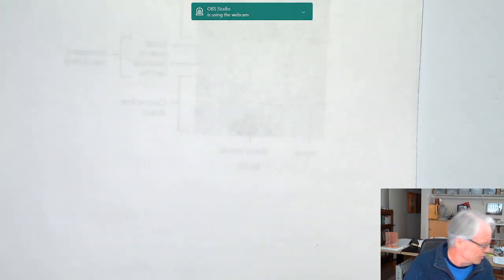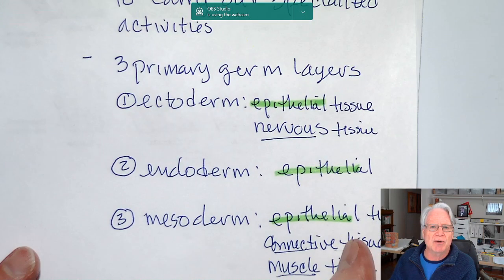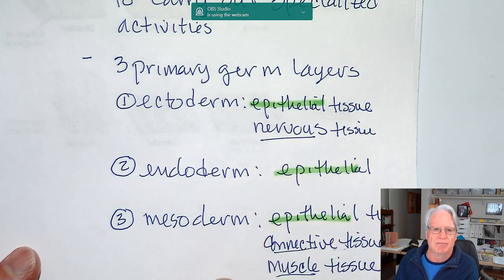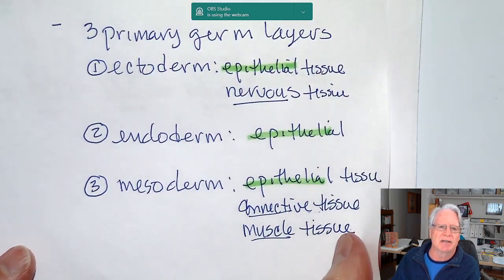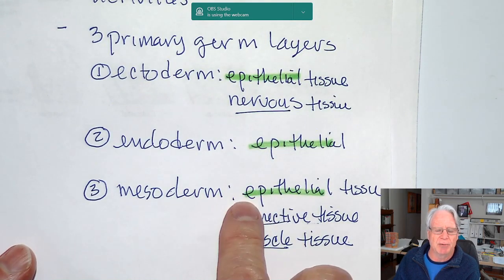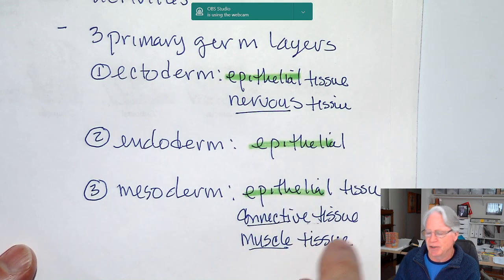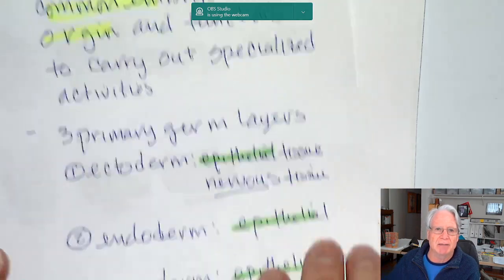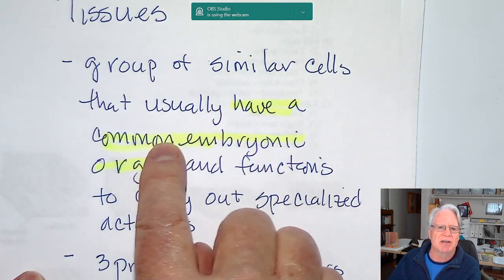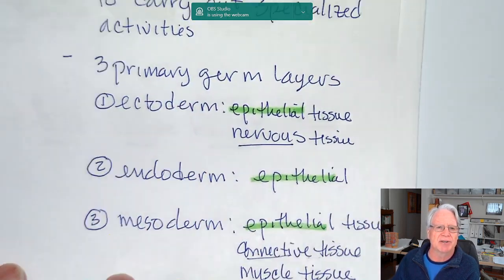Let's go back and look at our notes and just remind ourselves what we just did. So we went through the ectoderm, epithelial tissue and nervous tissue. The endoderm is simply epithelial tissue, and the mesoderm, that is the middle layer that we looked at, is producing epithelial tissue, connective tissue, and muscle tissue. So when I talk about a group of similar cells that usually have a common embryonic origin, I'm referring to these three layers right here.